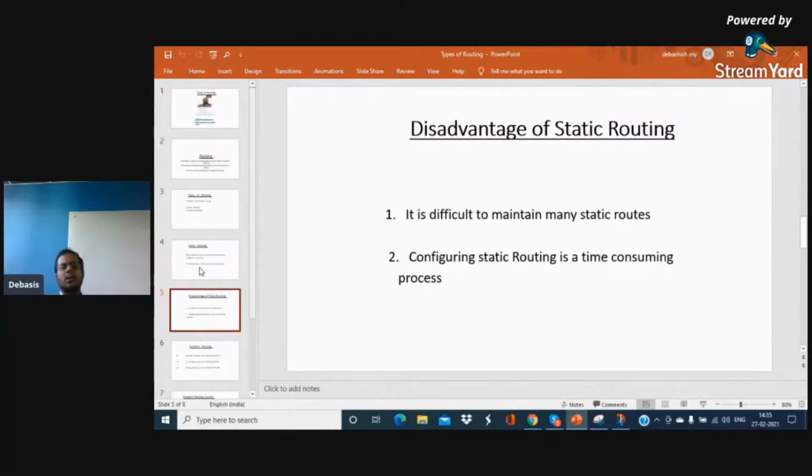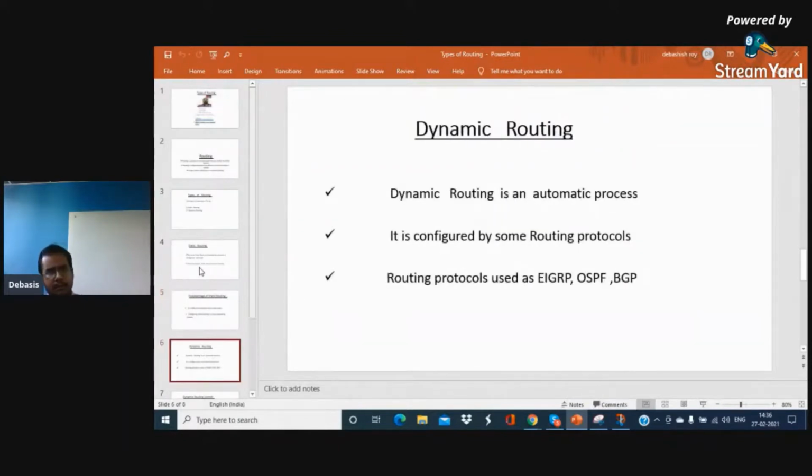Because the destination network may change anytime, and you have to remove the static routes and again configure the static routing. So that is a bit problematic. It's time consuming also, and the administrative burden is much more. So what is the solution? The solution is dynamic routing.